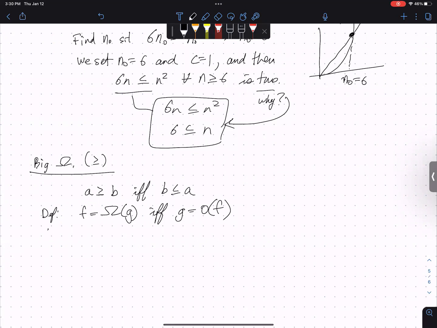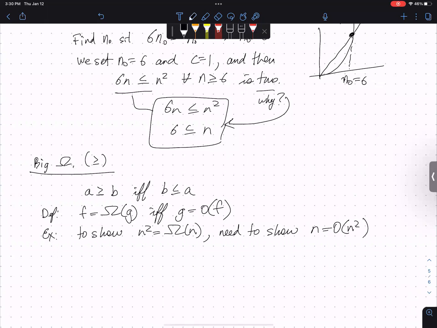For example, to show n squared is omega of n, you need to show instead that n is big O of n squared, which we just did. So I won't talk a lot about big omega, because whatever you know about big O, you can use to prove something is big omega.